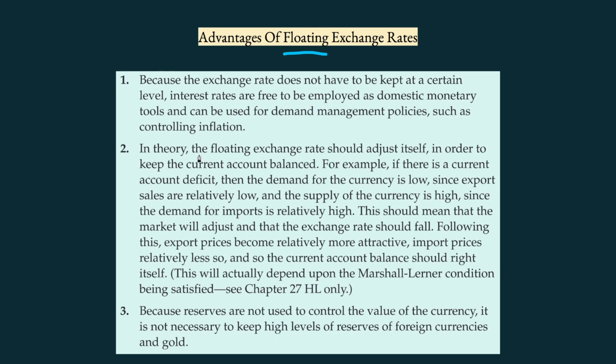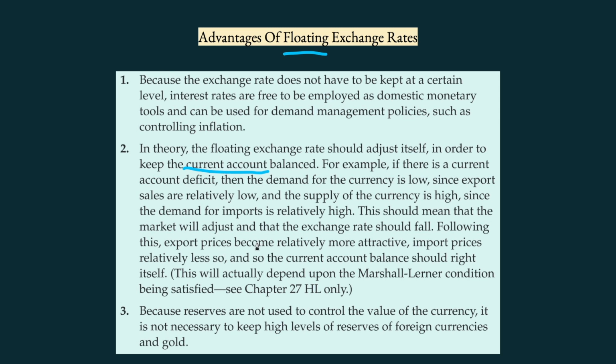Number 2, in theory, the floating exchange rate should adjust itself, should be self-perpetuating, in order to keep the current account balanced. Okay, now this is a phrase we're going to become super familiar with in the next chapter of balance of payments, but don't worry if you don't know that for now. For example, if there was a current account deficit, then the demand for the currency is low, since export sales are relatively low, and the supply of the currency is high, since the demand for imports is relatively high. This should mean that the market will then adjust itself and that the exchange rate should fall because of it.